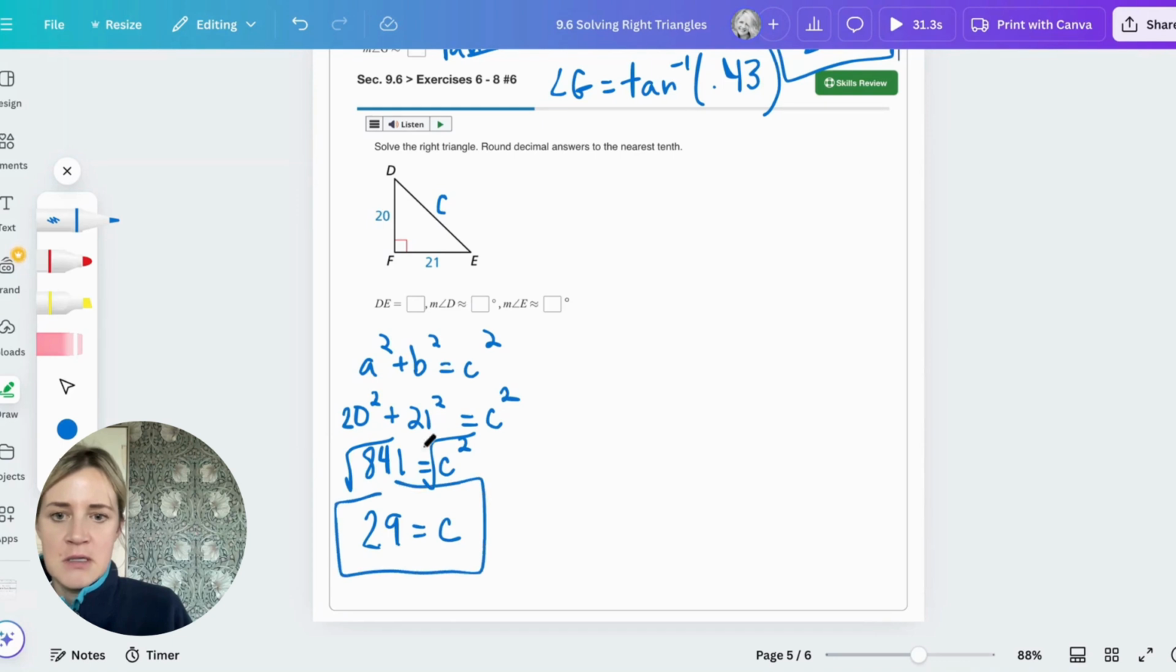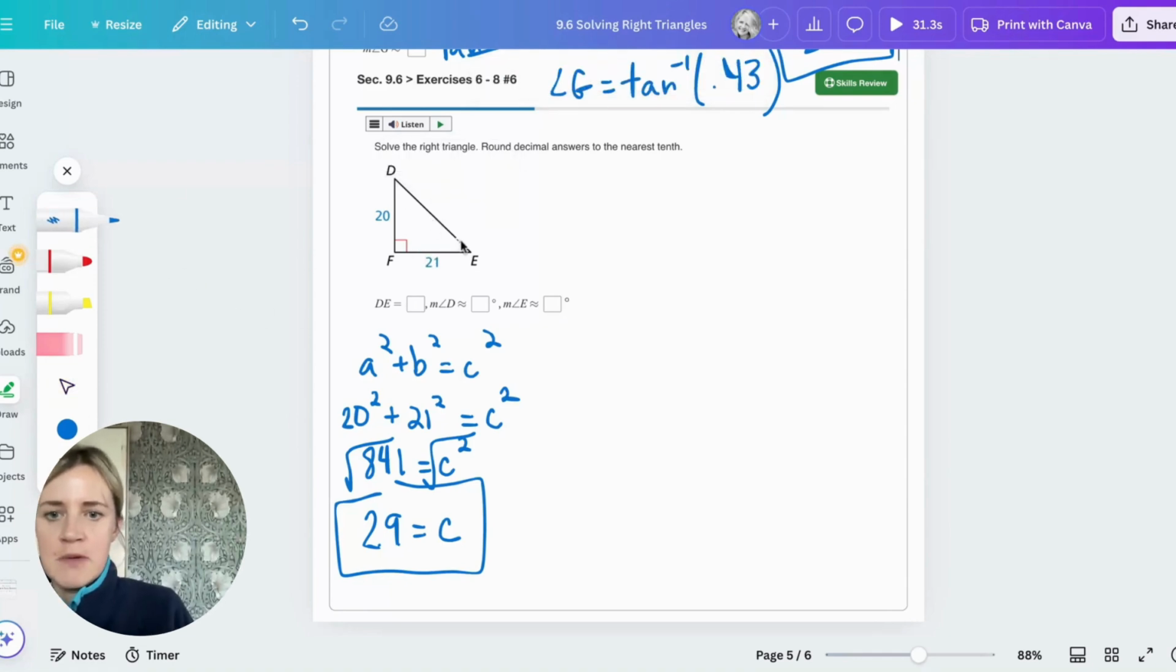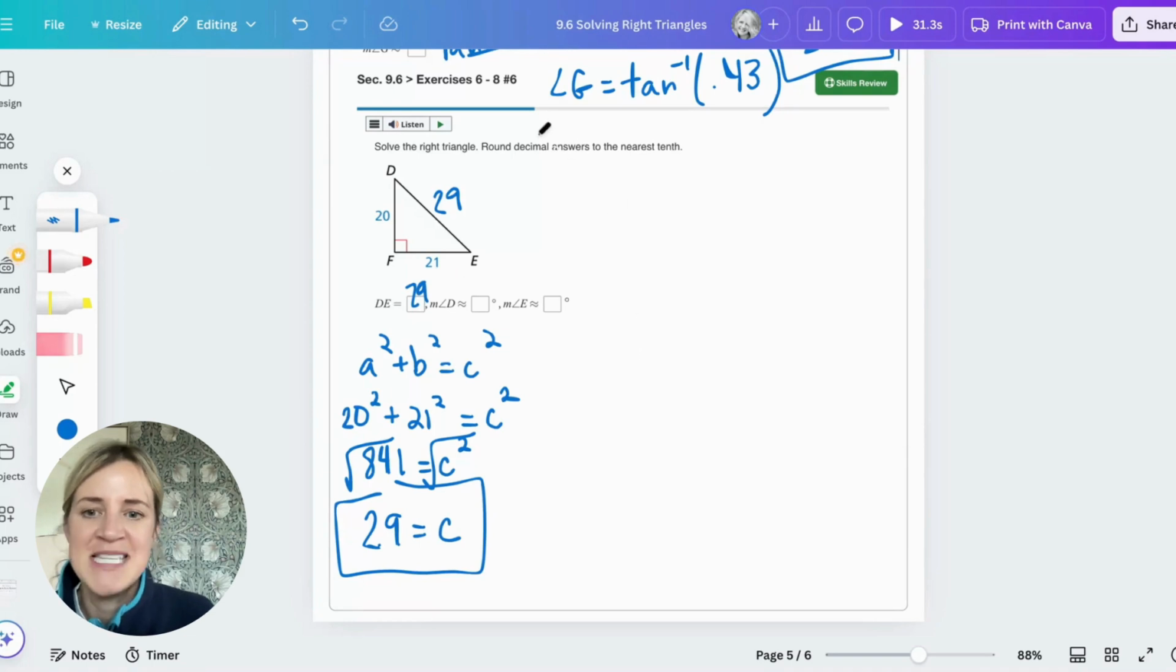We've got one side, C. Let's delete that and put it in: 29. Okay, we're almost done, aren't we? Now we have two more angles we have to find. DE is 29. Okay, let's find angle D.